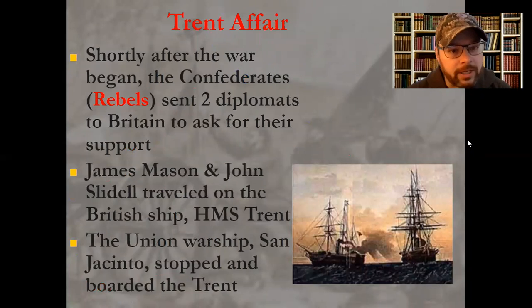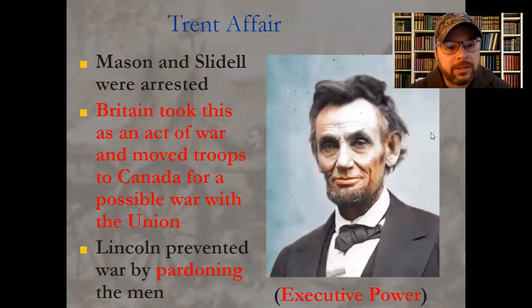The Trent Affair. Shortly after the war began, the Confederates, or rebels, sent two diplomats to Britain to ask for their support. James Mason and John Slidell traveled on the British ship, the HMS Trent. The Union warship San Jacinto stopped and boarded the Trent and arrested them. Britain took this as an act of war and moved troops to Canada for a possible war with the Union. Lincoln prevented the war by pardoning the men. He used his executive powers to say, okay, you're not going to get in trouble. You may go. Because he did not want a war with Britain, for sure.